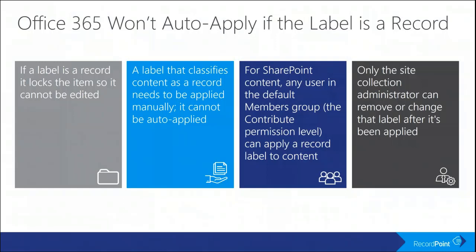So if you do want to declare things officially as a record and finalize them, you'll need to do that manually. And then just as an aside, for SharePoint content specifically, anyone that's in the members group or the contribute permission level for classic sites, they're allowed to apply a record label to content, but then only the site collection administrator can remove it. So if a site member accidentally labels it as a record, it will be locked down until that site collection admin can change it.